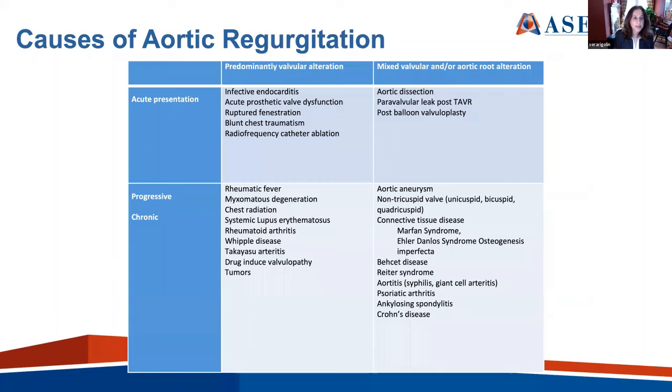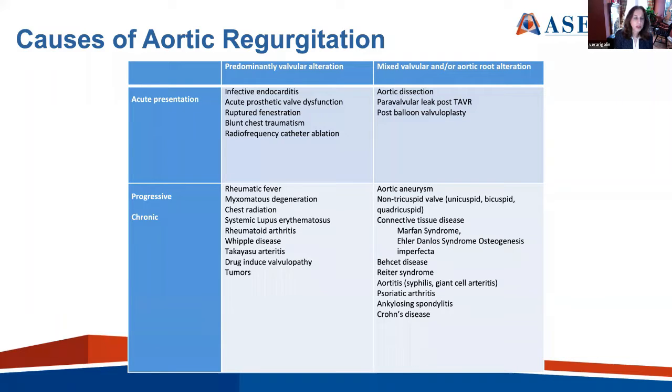We've come a long way since then, and now we've recognized that there are lots and lots of causes of aortic regurgitation, and they're divided into the graph that I have shown here. And this is divided into those causes that occur acutely and those that present chronically. In both cases, in the acute and the chronic situations, the aortic regurgitation may be due either to a valve alteration or to mixed valve and aortic root pathology.